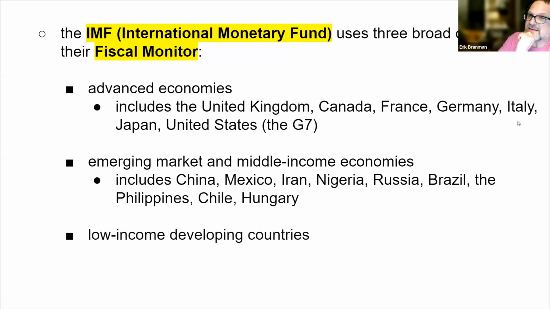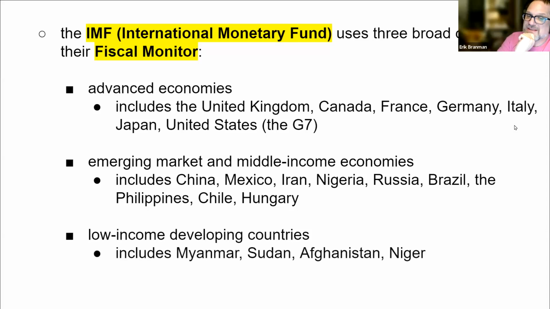Lastly, low income developing countries. Those are countries like Myanmar, Sudan, Afghanistan, and Niger. You may not know, but I can let you know that these four that I've listed and others that are low-income developing countries are all countries that have experienced either significant regime change, so a shift from a democracy to an authoritarian dictatorship, or significant governmental change, like a coup d'etat or civil war.